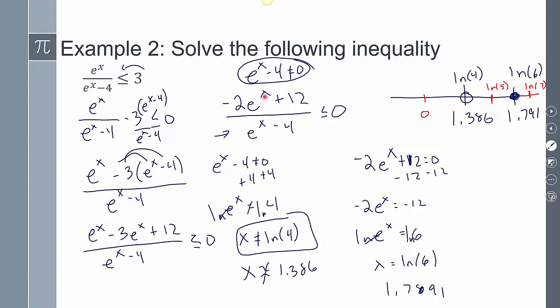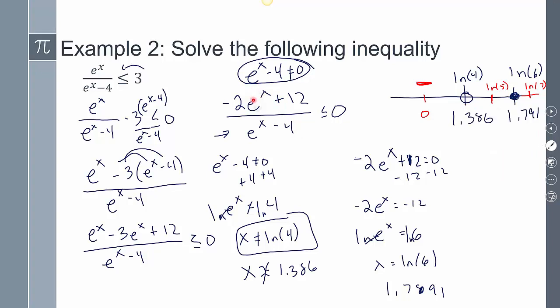So for example, if I plug in 0, well, e to the 0 power is 1. Negative 2 times 1 is negative 2, plus 12, that's a positive. And then 1 minus 4 is a negative, so a positive divided by a negative is a negative. So that's a negative right there.